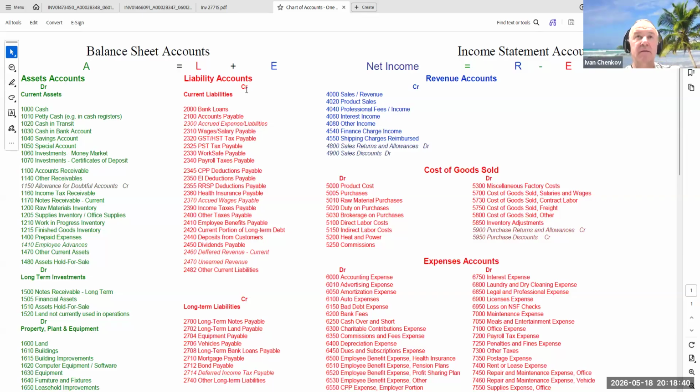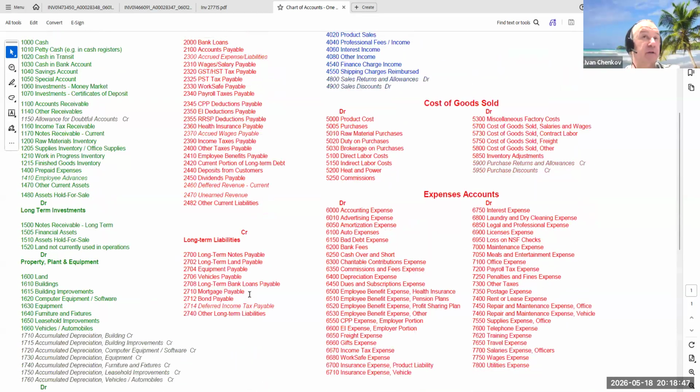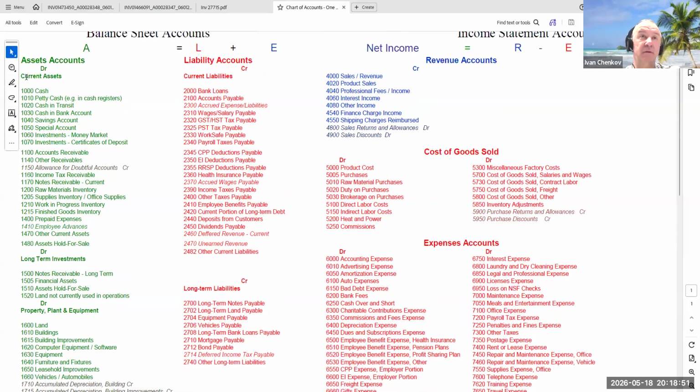Where the normal balance is credit. Again, it's already shown: credit, credit, credit, credit. Now, there are always tricks. All the tricks are shown. If it's a clear asset account, it will be in green normal text. If it's something interesting, something unusual, it's going to be in italic.